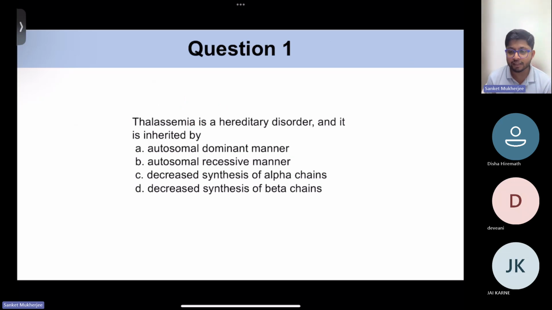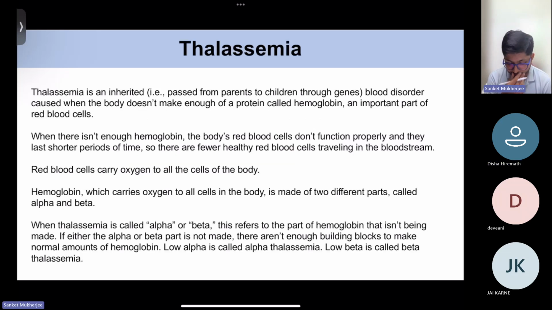So let's come to the interactive part of the session. Question number one: thalassemia is a hereditary disorder and it is inherited in an autosomal dominant manner, or autosomal recessive. Decreased synthesis of alpha chains or decreased synthesis of beta chains? What would be the answer to this? Anyone would like to say? Option B, sir. You are right. Option B.